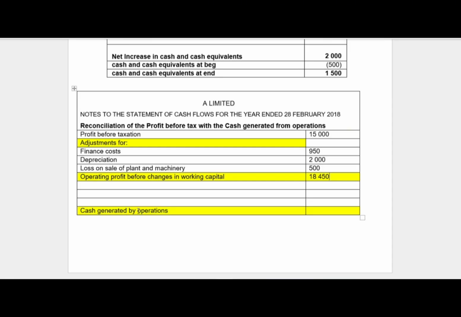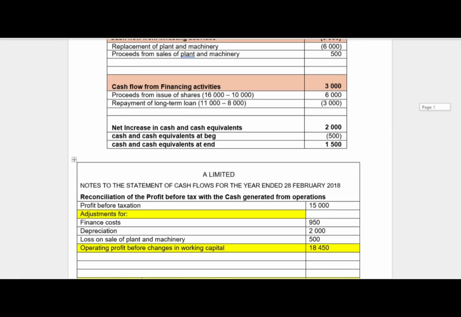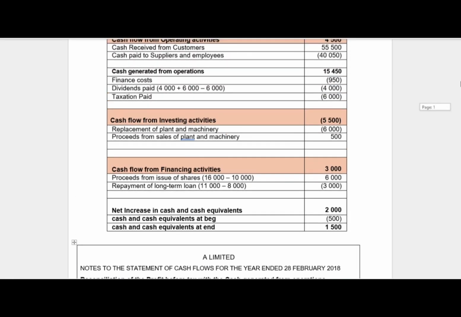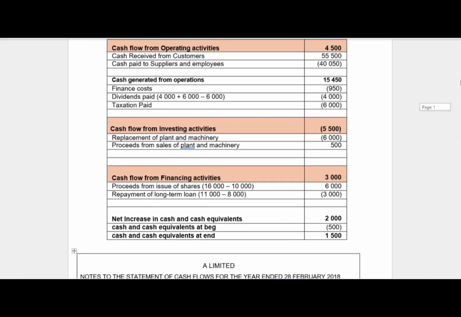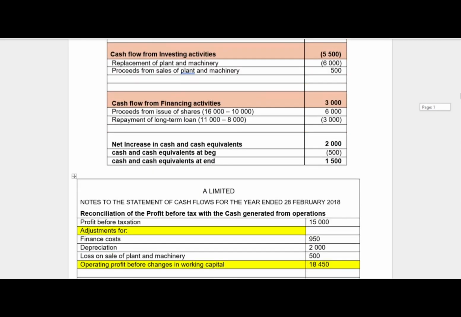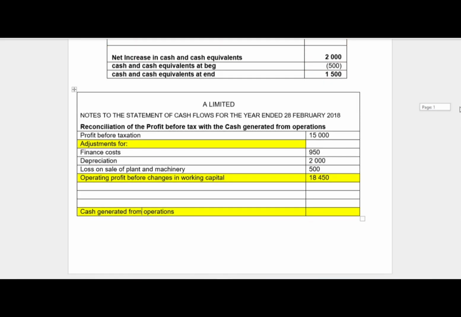And remember, cash generated from operations, you can still take the one from the cash flow up there, because it must be the same, right? You can take that one, it's 15,450, but we are going to see if it's going to be correct as well. So it's going to be 15,450, just to save time, okay? Because remember, in the test or in the exam, you are also chasing time.